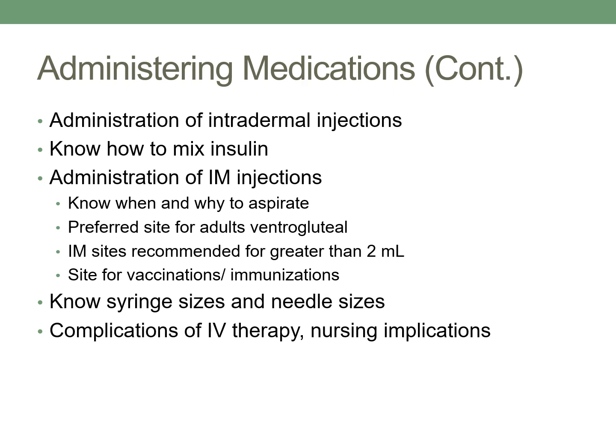IM sites recommended for greater than 2 ml would be ventrogluteal and vastus lateralis. Site for vaccinations, immunizations would be the deltoid. Syringe and needle sizes for insulin would be 1 ml maximum volume, 3/8 inch, 29 gauge, inject at a 45 or 90 degree angle. For the deltoid, use 5/8 inch, 23 to 25 gauge. Other IM sites would be 1.5 inches, inject at a 90 degree angle.